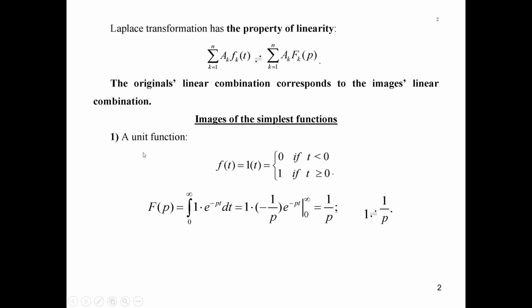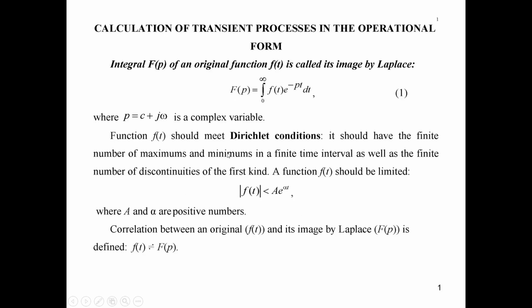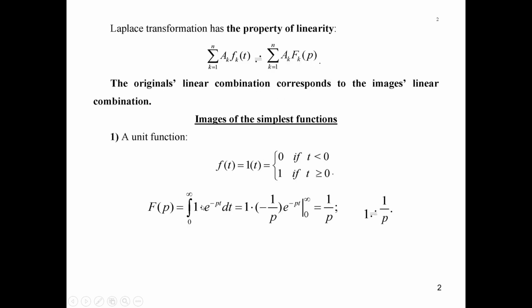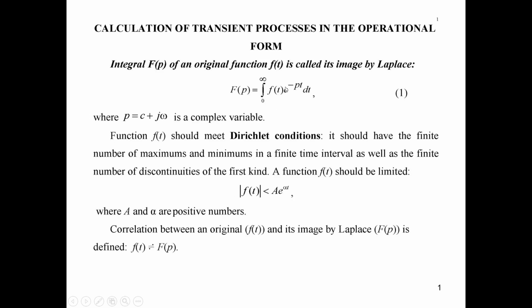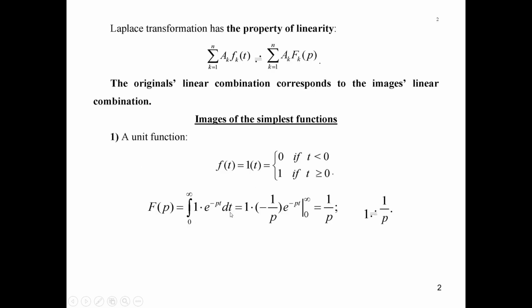Let's get the image of such a unit function. For this we write down that F from p is equal to, like here, the integral from 0 to infinity. Then it should be just the function multiplied by this e to the degree minus pt multiplied by dt. So the function is equal to 1, unit, because for the interval from 0 to infinity it's equal just to 1, multiplied by this exponential function multiplied by dt. So let's take the integral of such a function.